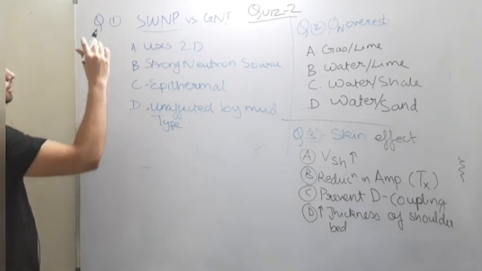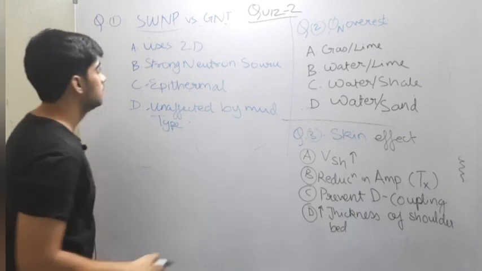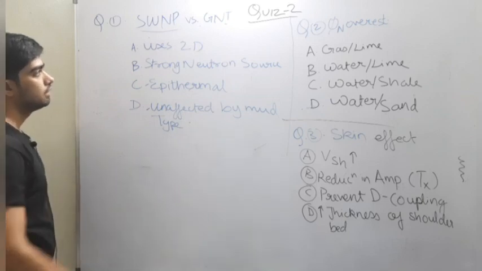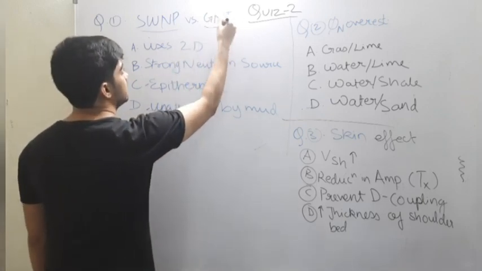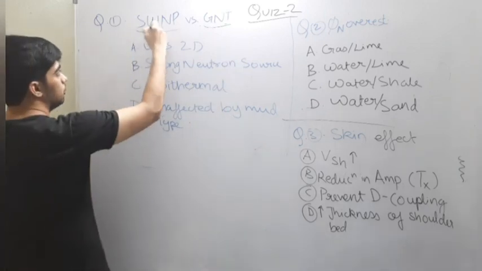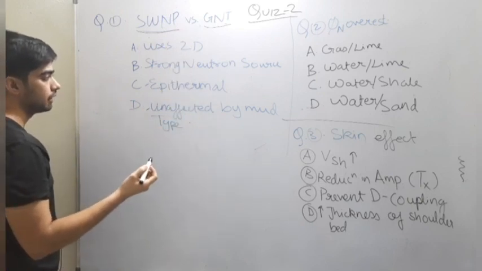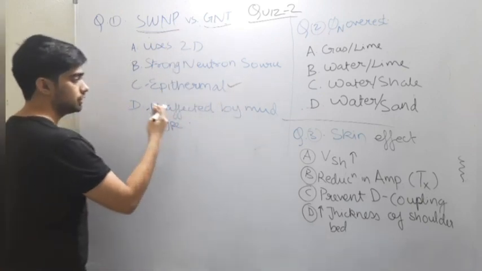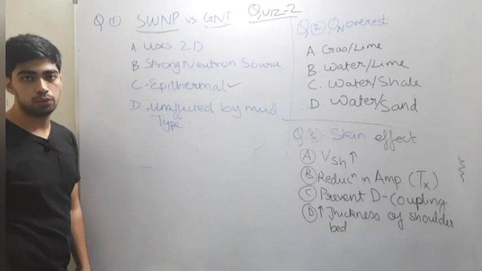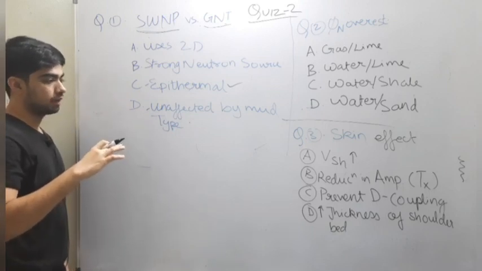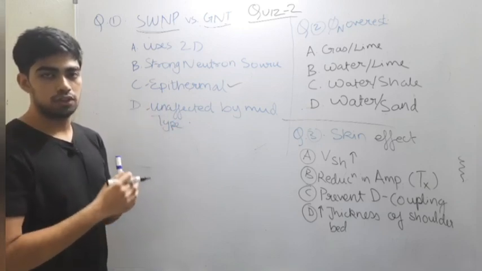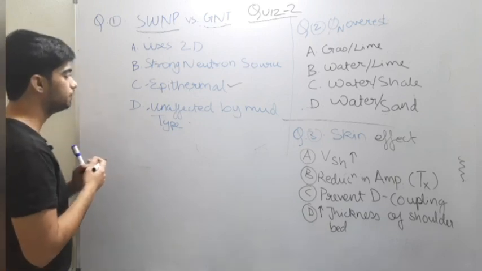Alright, so the first question is related to the features of the sidewall neutron porosity tool, and we are comparing it with the very basic neutron tool. The special feature of the sidewall neutron porosity tool is that it has an epithermal detector. This is one of the features which stands out, which makes this tool different from other neutron tools. You do not have to memorize each and every tool, you can just remember one or two characteristics of these tools on the basis of which you can differentiate them.